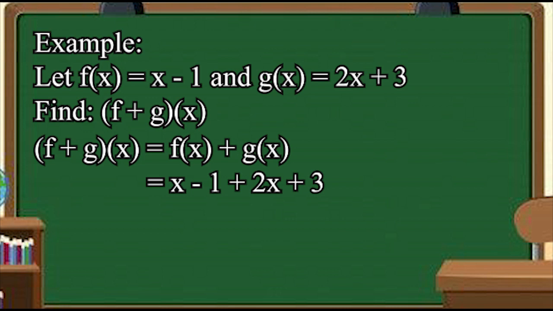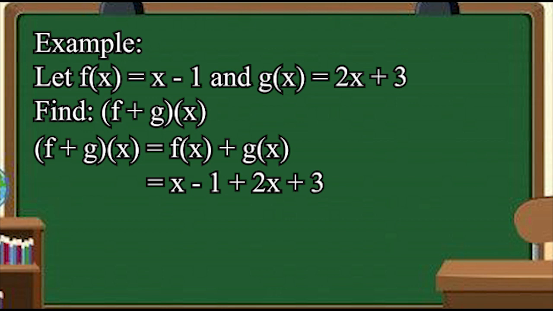To add these two functions, you need to consider which terms of each function is similar to the other terms of the other function. For example, you can only add x and 2x but not x and 3 because x and 2x are similar terms. They both have the variable with the same degree. Likewise, we can only add negative 1 and 3 because they are both constants.